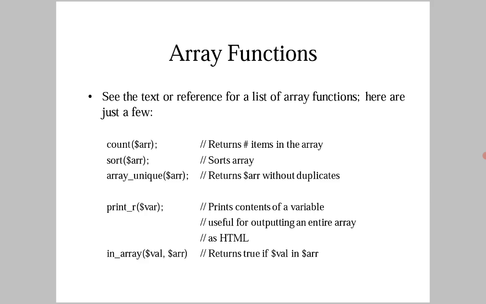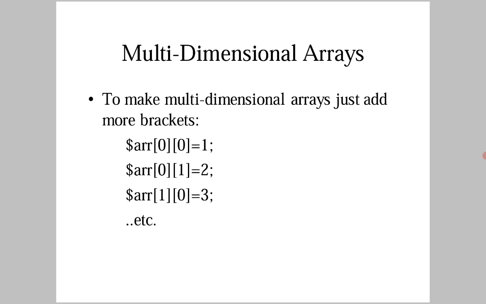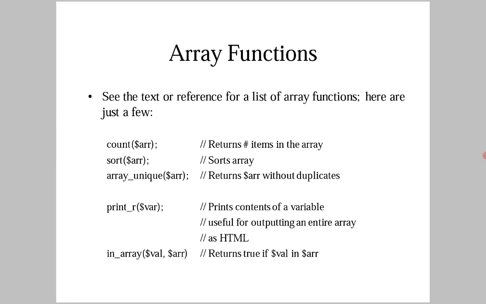Similarly, sort of array name means it simply sorts the contents of the array. So the syntax is sort within brackets $array name. Next, array_unique of $array returns the array without duplicates, and print_r means prints the contents of the variable and is useful for outputting an entire array as HTML. So in_array returns true if $value is in the array. So in_array means to check whether the given value is in a given array or not.